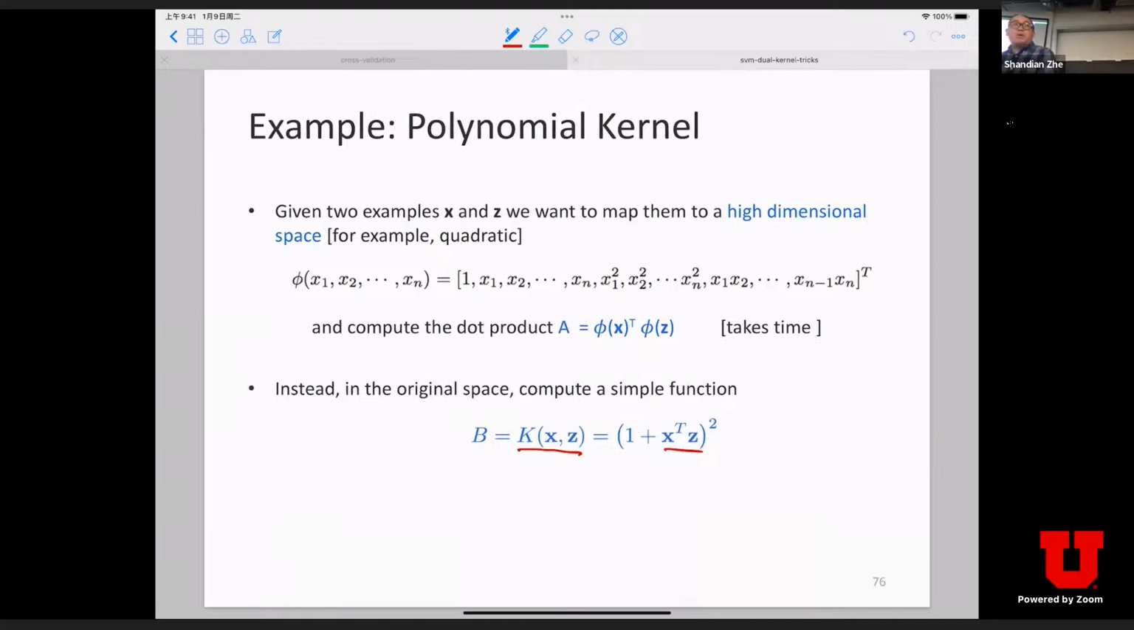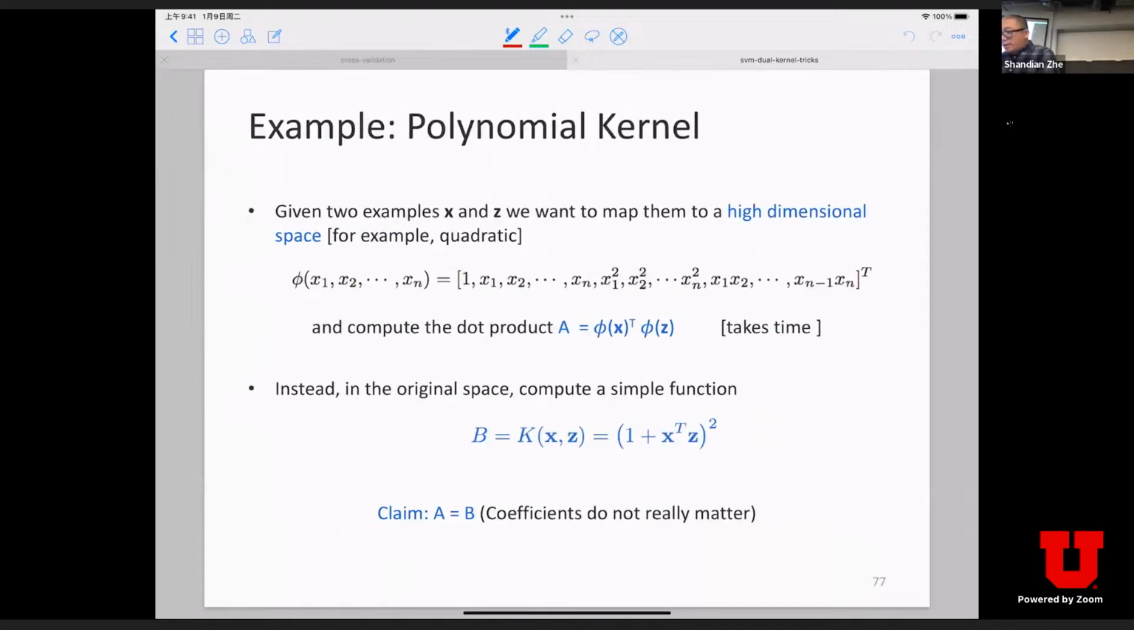So suppose x and z are both n-dimensional, right? What's the complexity of computing B? Yeah, O(n), right? Why? Because x is n-dimensional, z is n-dimensional. Their dot product takes complexity of n. You just do elementwise multiplication between n pairs of elements and add them together, just O(n). Then adding 1 and taking the square is constant complexity. So overall, it takes complexity of O(n).